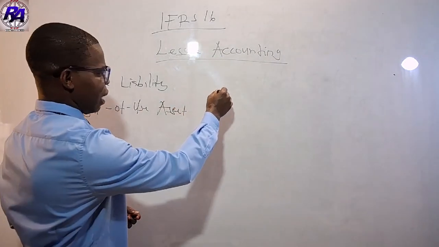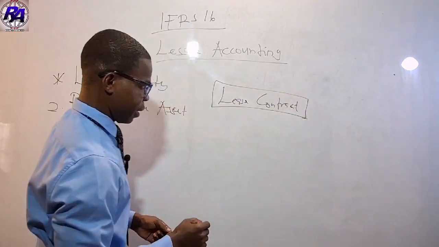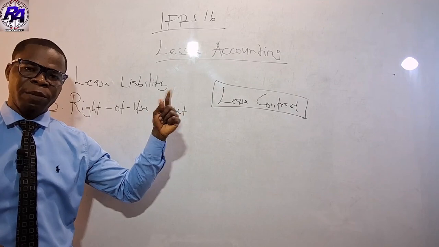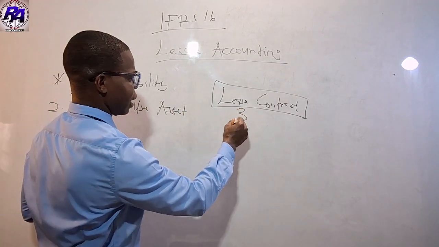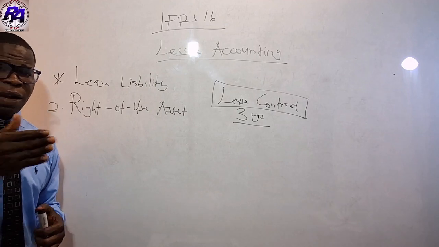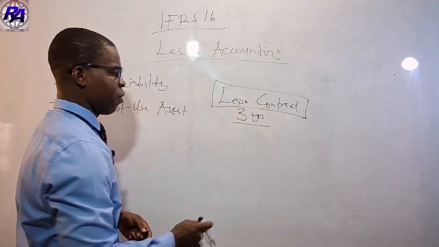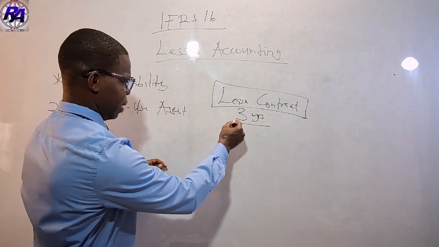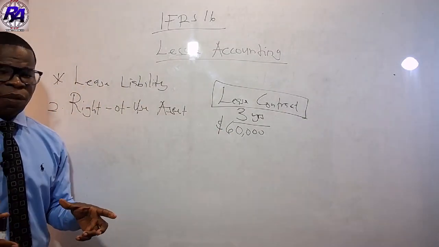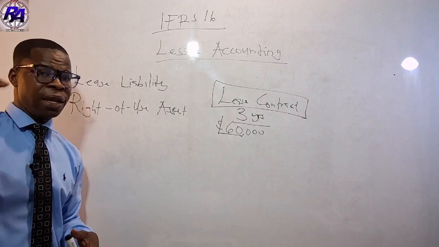Why? When there is a lease contract, the lessee will be required to make some periodic payments, which we call the lease payments. Now, assuming this lease contract is going to take a lease term of 3 years, let's forget about whether the payment is done in advance or at the end of the period, for now. If the lessee is required to pay a periodic payment of $60,000 for the 3 years, then the lessee will pay $60,000 in year one, $60,000 in year two, and the same in year three.